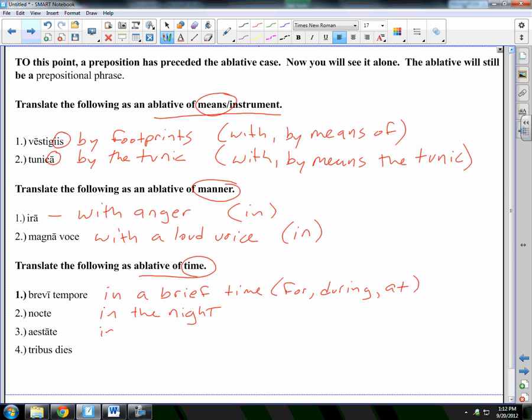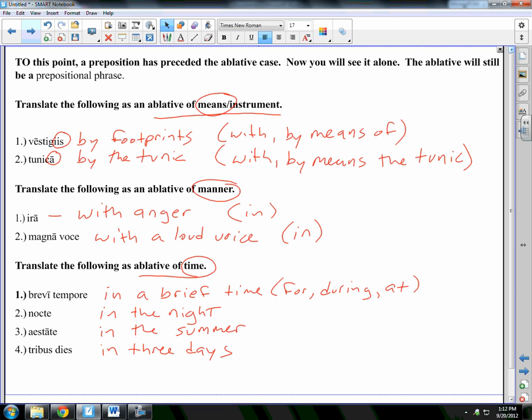In the summer for aestate, during the summer would work, for the summer would work. In three days for tribus diebus, for three days. Any of those are going to work.